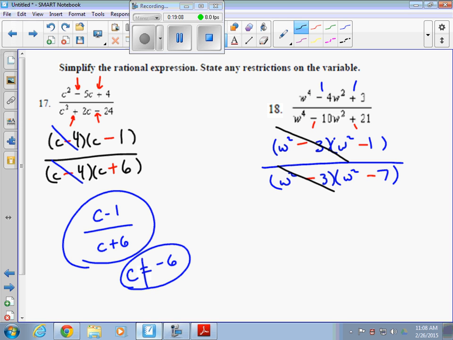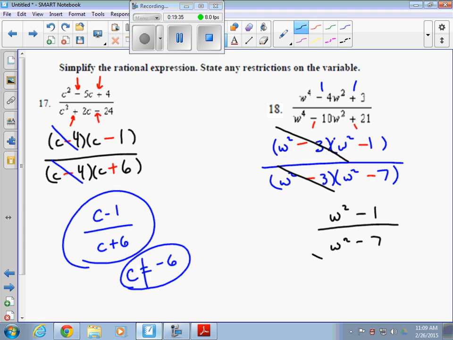Now we could even simplify that top even further. And this is the part, like I told y'all when I first showed you the stuff, you don't know if you have to go any further or not. Because we can make that top say w plus 1 times w minus 1 since it's the difference of 2 perfect squares. But there's no reason to, because we're not going to be able to take away anything else from that. So w squared minus 1 over w squared minus 7.